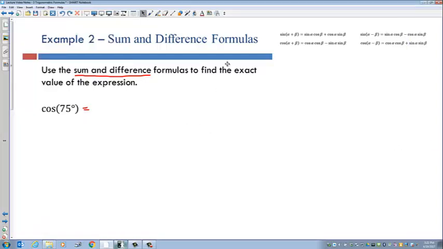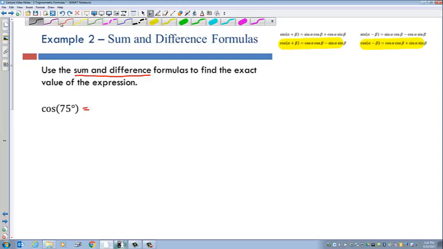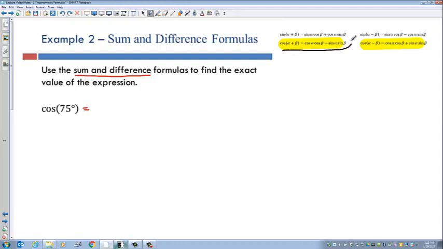To find that answer exactly, not a decimal approximation, which is what your calculator gives you, we can use one of these formulas. So look at these formulas up here, and you're going to use either this one or that one. My guess is you're probably going to use this one here, the cosine of one angle plus another angle.